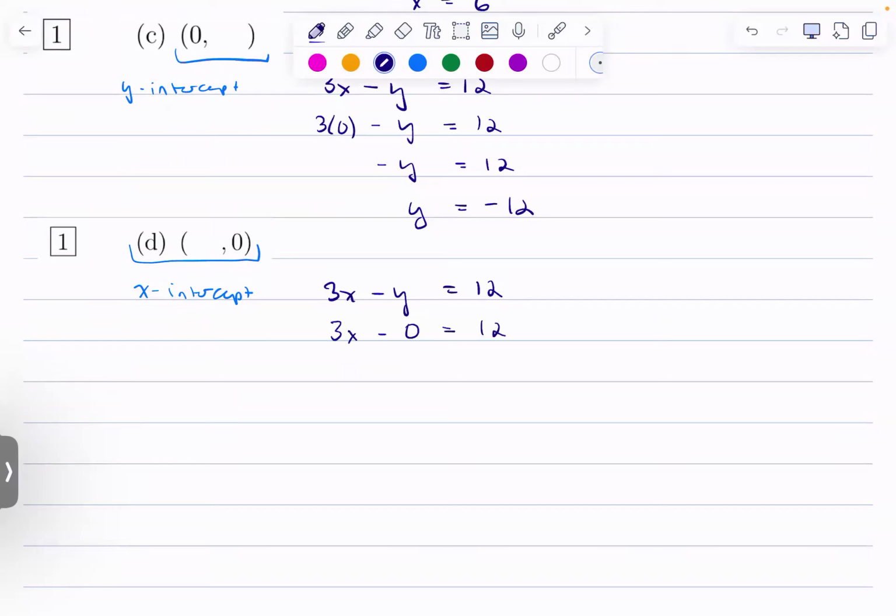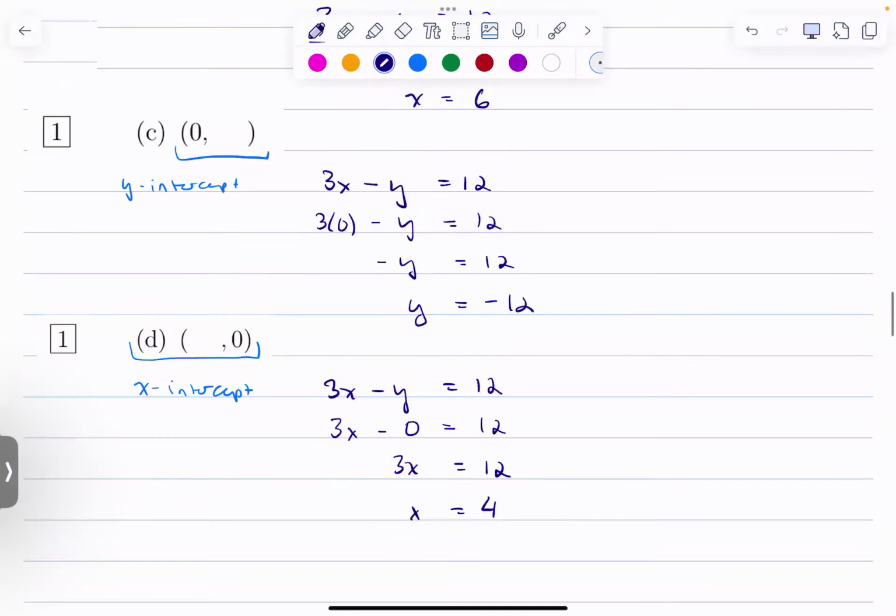3x minus 0 is 12, so 3x is equal to 12. X is 4. When x is 4, y is 0. And you could sketch this, but I'm not going to. We move on.